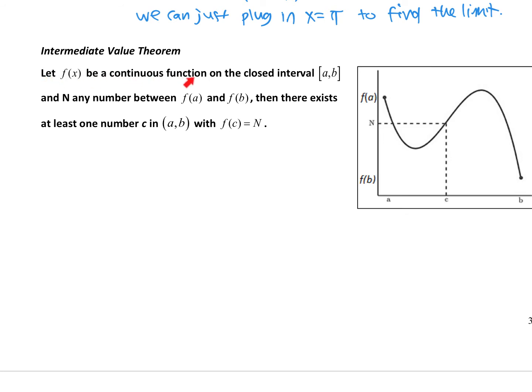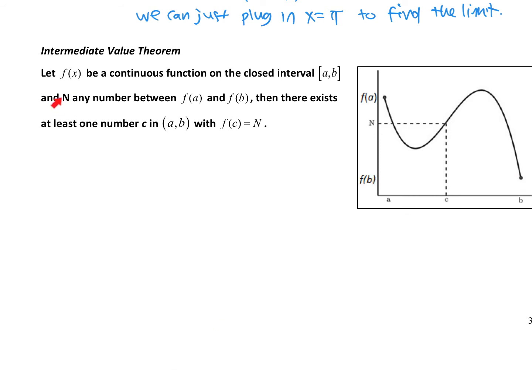f of x is a continuous function on the closed interval a, b. So this is x value a, x value b. On the graph, a is here, and b is here. Let n be any number between f of a and f of b. Again, f of a and f of b are f of x values, so they're y values. So f of a is right here, this is a, so f of a is this height. b is here, so f of b is this height.